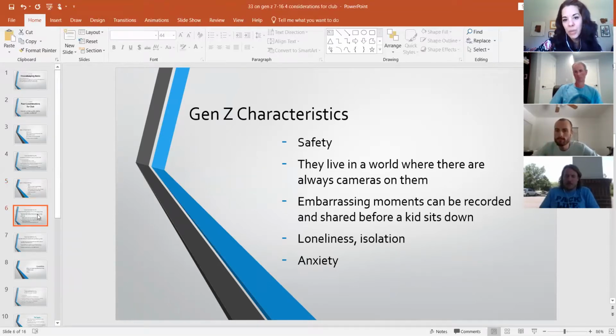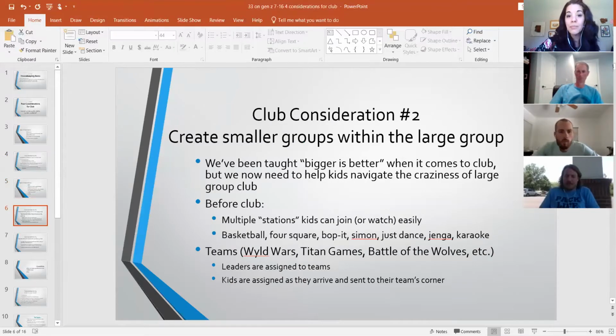So club consideration number two: create smaller groups within the larger group at club. We've been taught bigger is better when it comes to club, right? Like measure those numbers. Oh, I had 70 kids at club. Yeah. Oh, I only had 25.